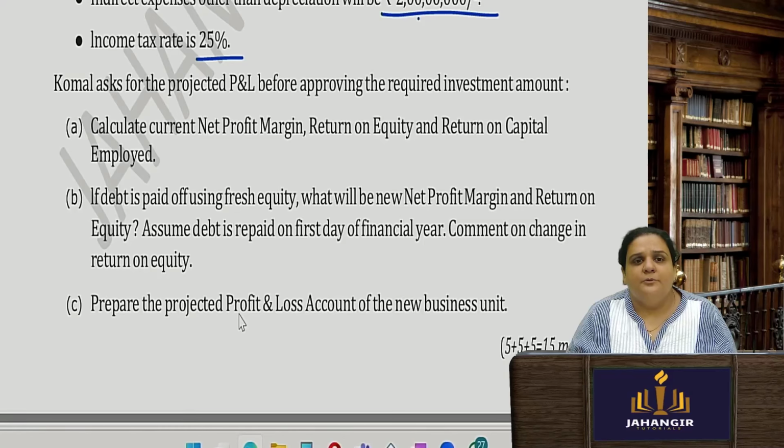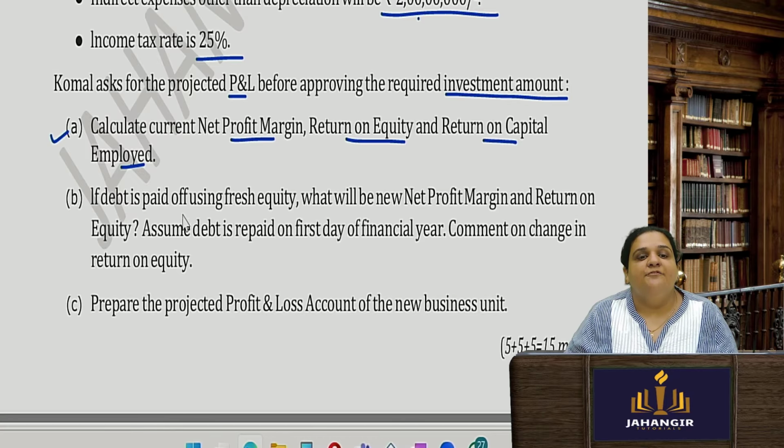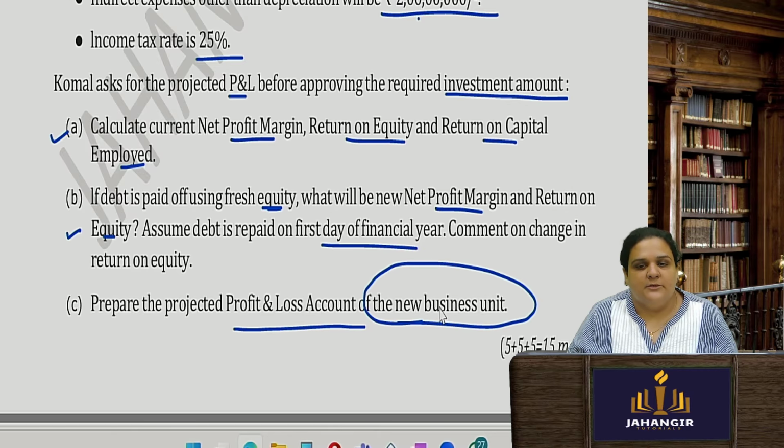Komal asked for the projected P&L before approving the required investment amount. First, calculate net profit margin, return on equity, return on capital employed. If debt is paid off using fresh equity, then what will be the new profit margin and return on equity? Assume debt is paid on the first day of the financial year and then comment on the change on return on equity. Prepare projected profit and loss account of the new business unit.